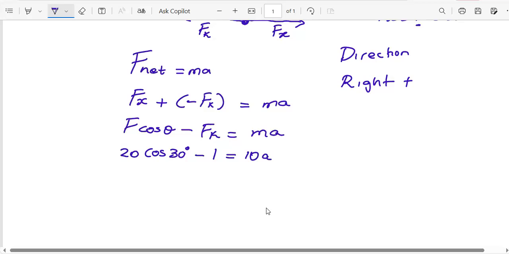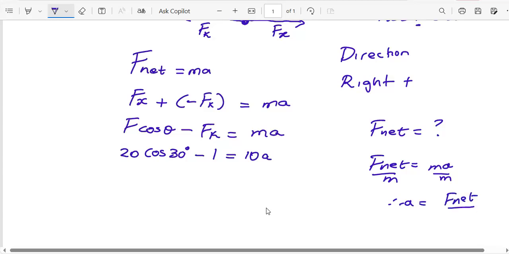I know that someone might prefer to calculate F net first and find out what the F net is. Therefore, from the formula F net equals MA, they might make A the subject of the formula by dividing by M. Therefore, the acceleration will be F net over M. That's the other way to do it.